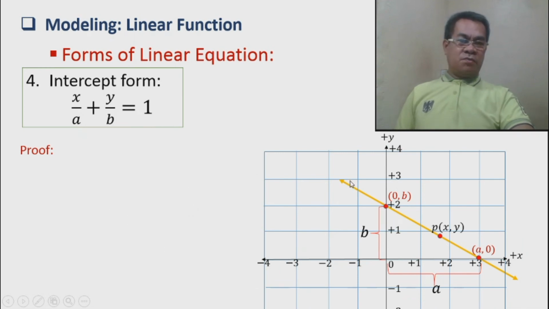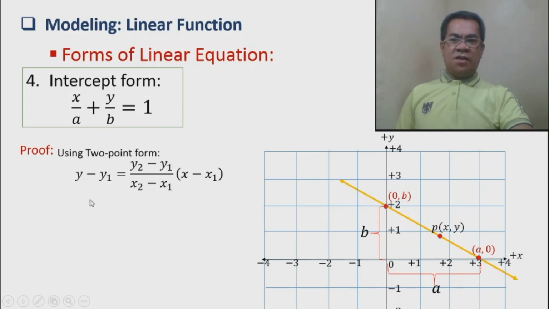Suppose the line opens to the left and it intersects along positive a and positive b. So this must be the line. The coordinate at this point is 0, b, and this is a, 0. And this is any point. With that, you can use the two-point form. There are many ways to derive it. You can take ratio and proportion of the triangles. There are a lot of derivations. We choose this one, utilizing the two-point form.